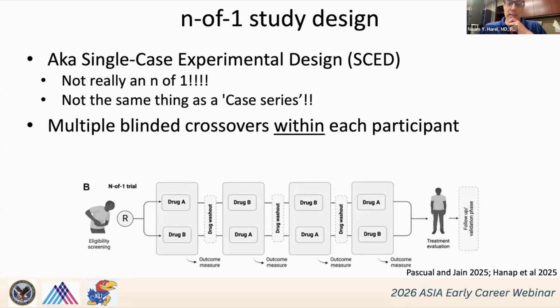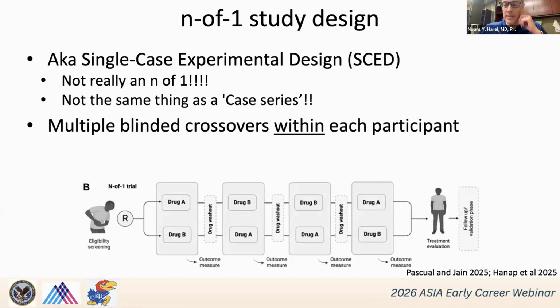So, what is an N-of-1 design? The example down here is from a GI study. For each participant in a trial, you randomize that participant into one or more treatment arms. You have them undergo the treatment, you measure the outcome. Then you wash out, in this case, the drugs. You wash out the drugs, randomize them again between the two drugs, measure the outcome, and so on and so on. You're doing multiple crossovers in each participant.